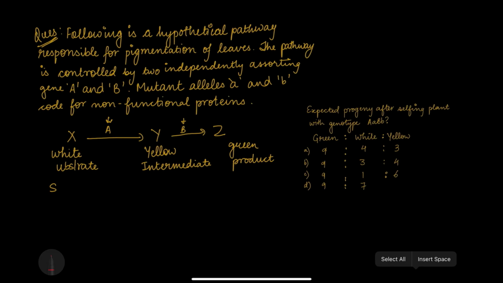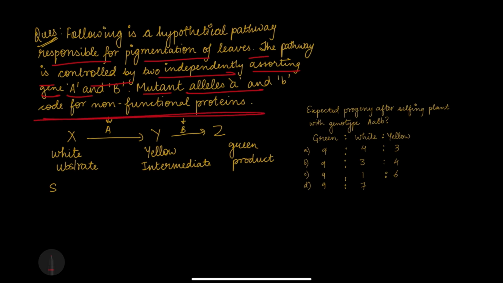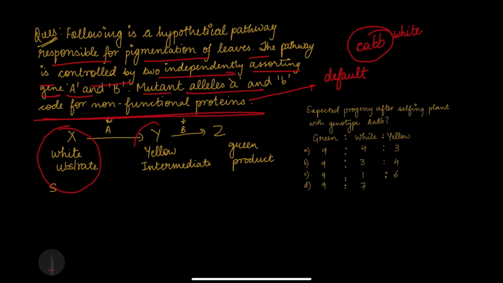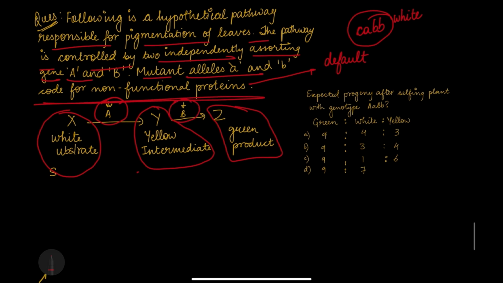Following is a hypothetical pathway responsible for pigmentation of leaves. The pathway is controlled by two independently assorting genes A and B. Mutant alleles a and b code for a non-functional protein. Non-functional means the default stage. Small b codes for the default stage or the non-functional stage, or we can say, majorly in cases, white. So here we have been given this statement also. X is a white substrate, Y is the yellow intermediate, Z is the green product. Here A acts and forms the yellow intermediate, B acts and forms the green product.